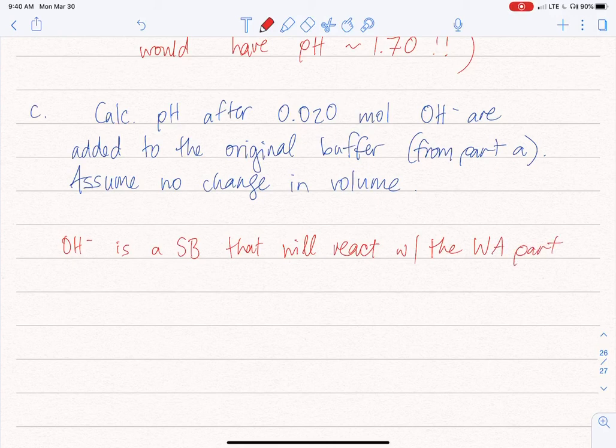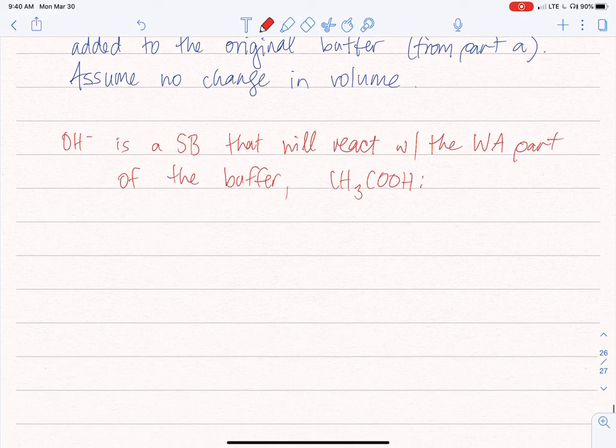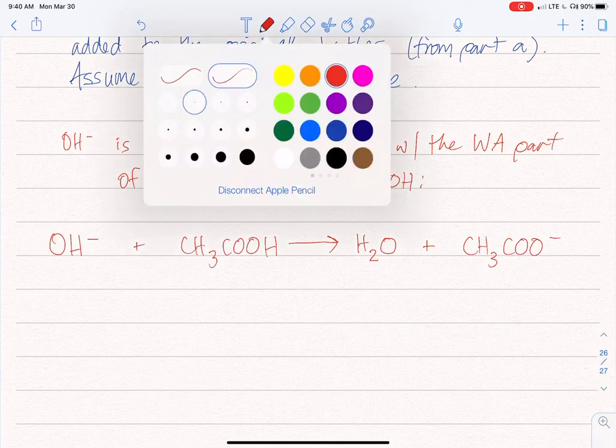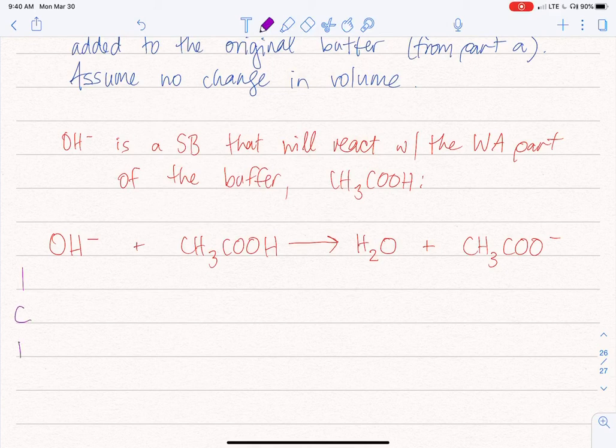So the weak acid part of the buffer, which of course is acetic acid. So that's CH3COOH. Let's write a reaction that shows what that looks like. OH minus reacts with the acetic acid part of the buffer. Now, the base functions as a proton acceptor to make water, and acetic acid gets deprotonated to make acetate. So if I want to quantify what's going on here, I'm going to make an ICF chart underneath this.